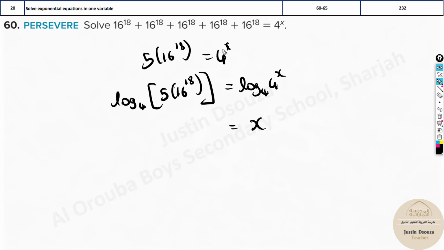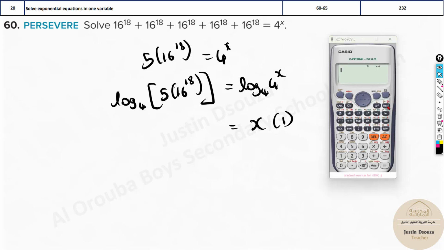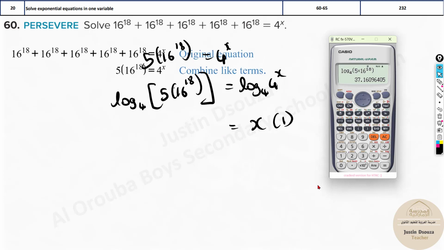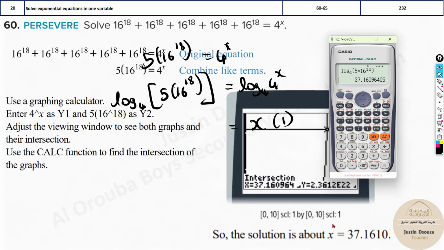Provided the base of the exponent is 4, take log base 4. And this is 1, so it will be x. This side, just put it in the calculator. Let's do it. I'll show you how to do it. All you need to do is press this symbol. Log base 4 of 5 multiplied by 16 to the power 18. What is the answer? It is 37.16. That's the final answer. Yes, that's the correct answer.